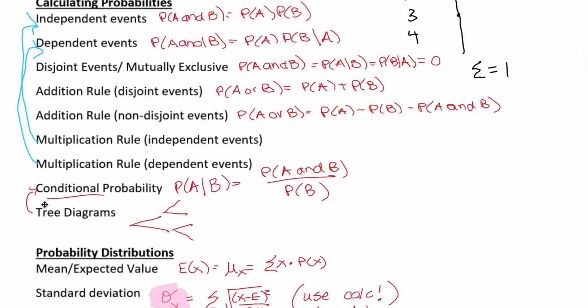And moving on to conditional probability. This is a huge part of Unit 4. And this is where the probability of A given B is equal to the probability of A and B over the probability of B.